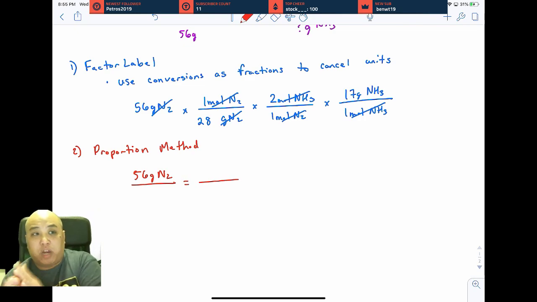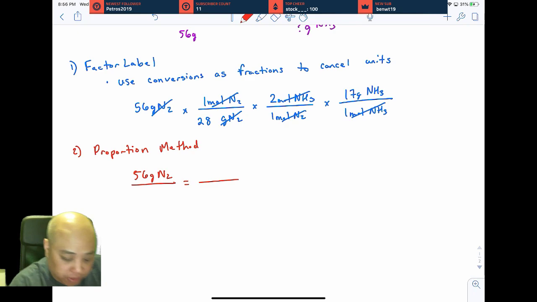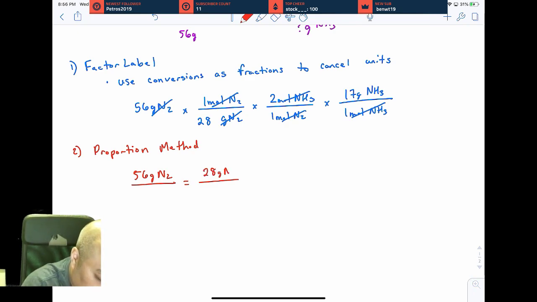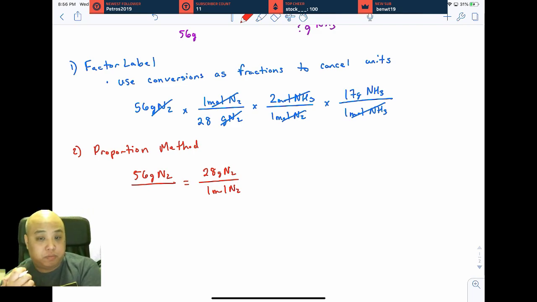What conversion has grams of N2 in it? Well, the only conversion I have that has grams of N2 in it is the molar mass, because 28 grams of N2 is 1 mole of N2. Okay?